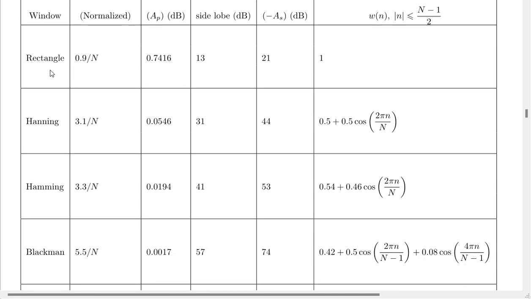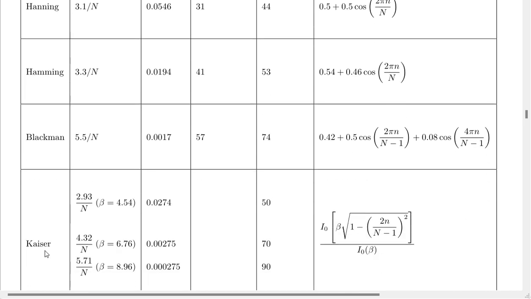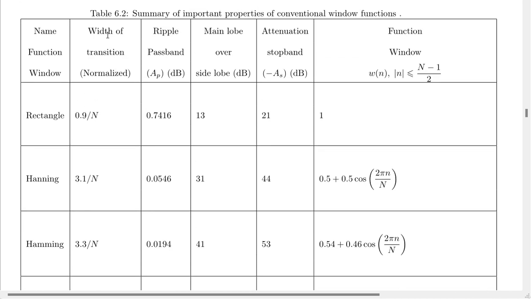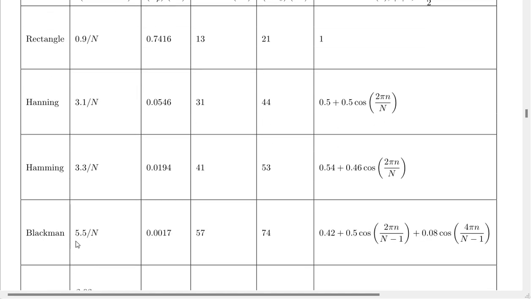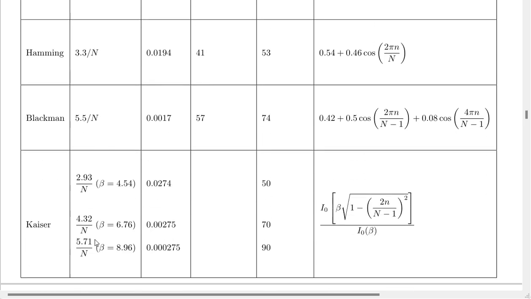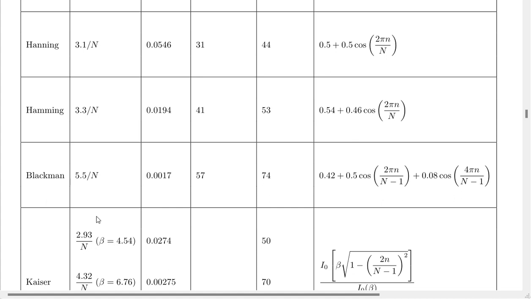Let's have a look. Rectangle, Hanning, Blackman, Kaiser. Okay? The second column. Width of transition, of course normalized. 0.9 over N, 3.1 over N, 3.3 over N, 5.5 over N, and Kaiser is complex. I don't read that.